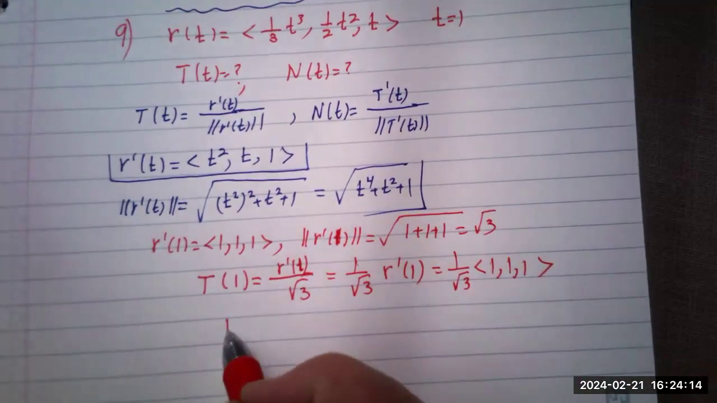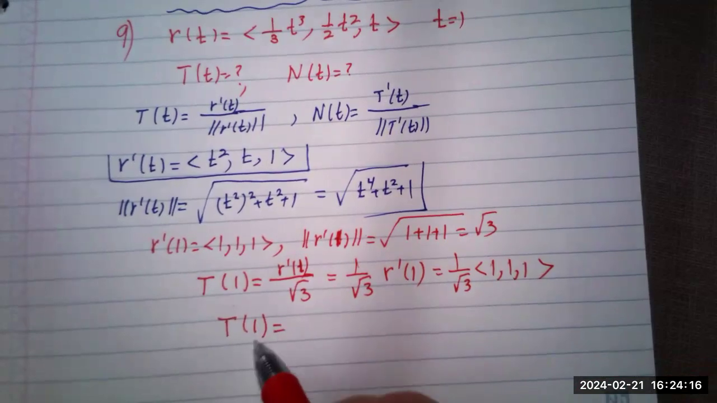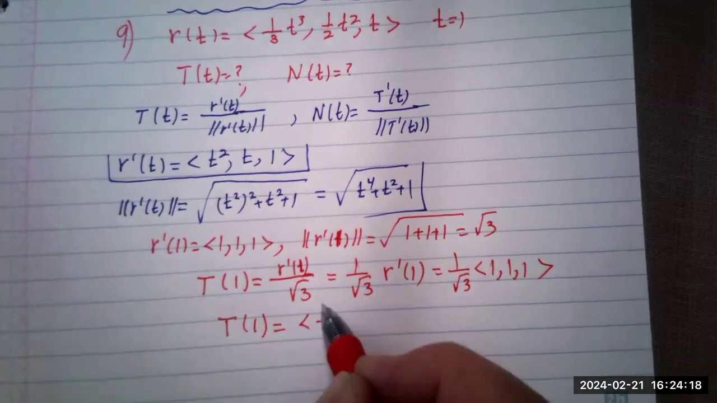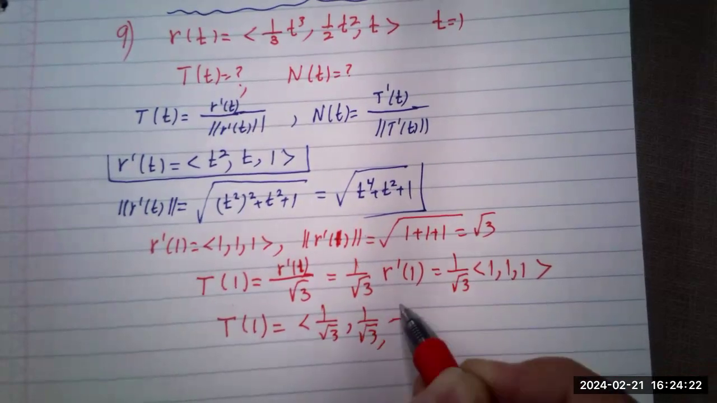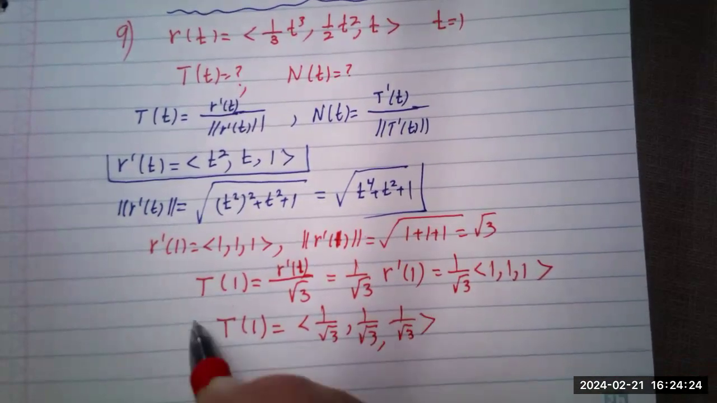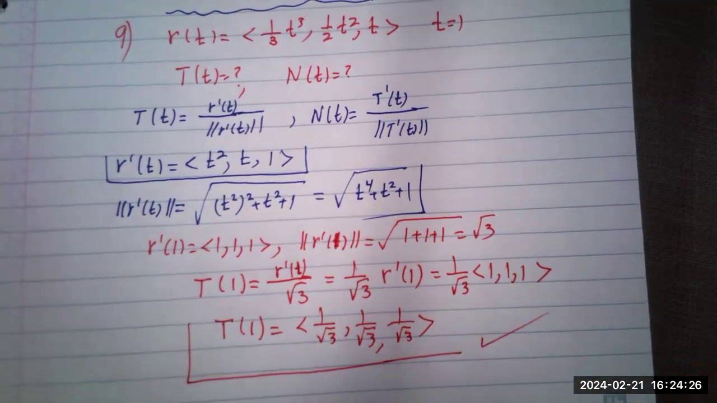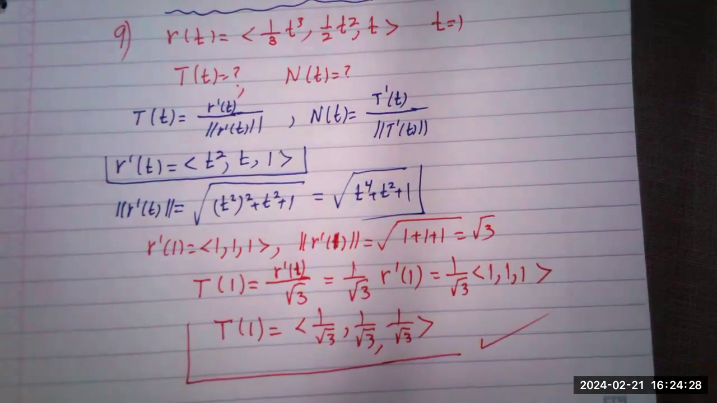So your unit tangent vector at 1 would be 1 over radical 3, 1 over radical 3, and 1 over radical 3. We don't have to rationalize. This would be the unit tangent. Okay, if there is going to be something with the sine, cosine, that's easy. You'll be able to simplify it. But not this one.